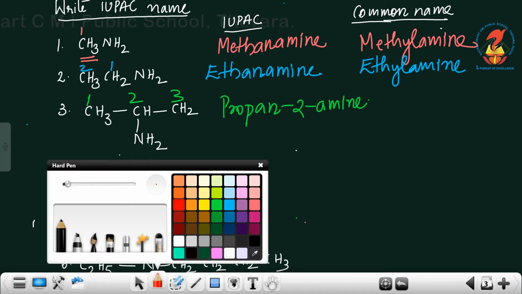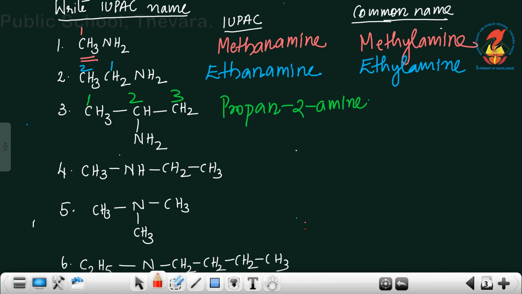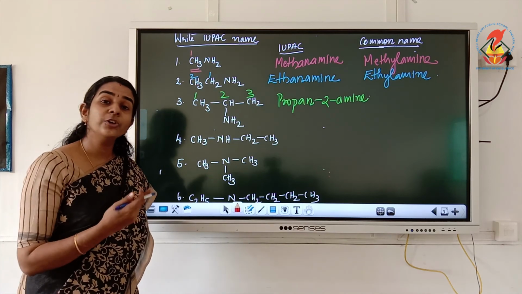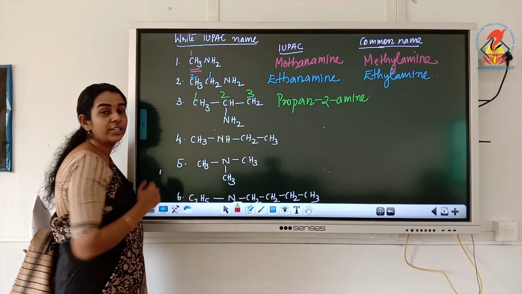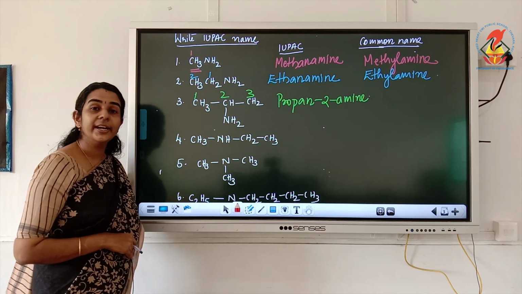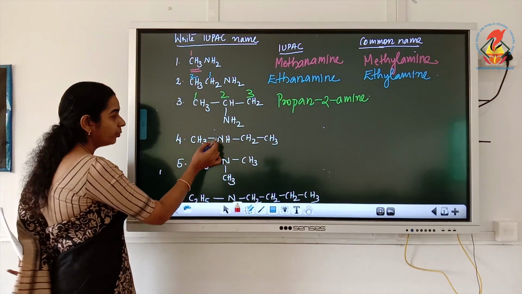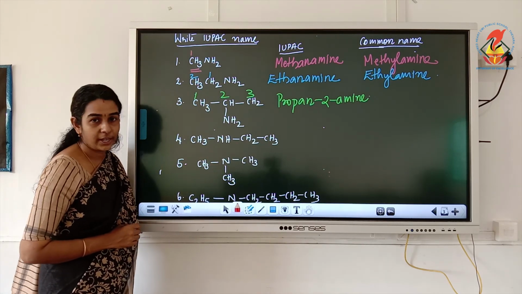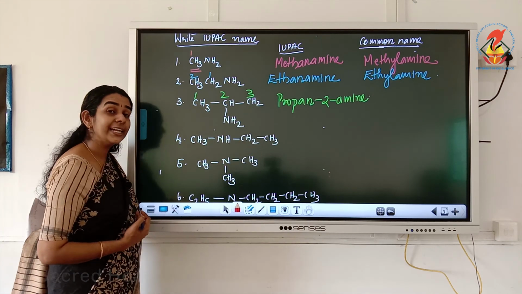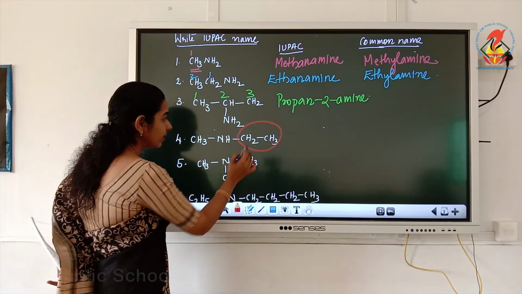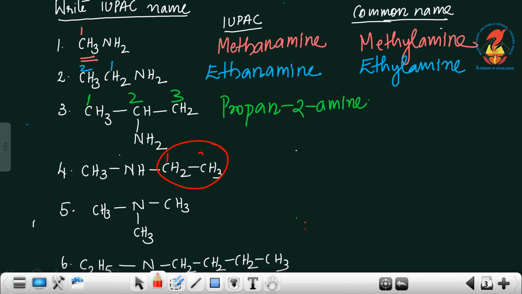Now in the next compound, it is a secondary amine, and in the case of secondary and tertiary amines, there will be more than one alkyl group surrounding the nitrogen atom. So select the chain with the higher number of carbon atoms as the parent chain. Here on one side there is a methyl group, and on the other side it is CH2CH3. So where there are more carbons, select that as the parent chain. Here the parent chain is CH2CH3. Here we give the numbers 1, 2, because the carbon attached to NH should get number 1.